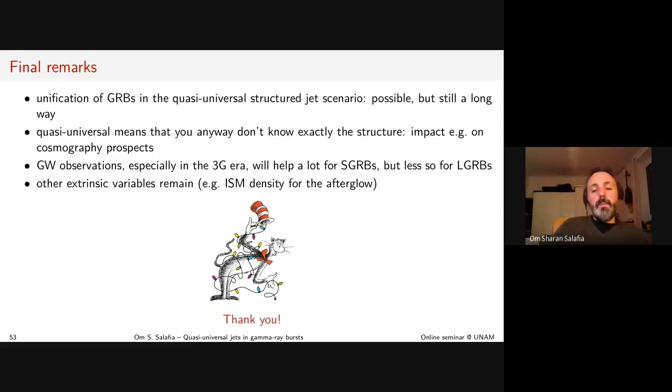But I think it is a very exciting prospect to work on this unification, and I'm very happy that many people are now taking seriously the possibility of a jet structure, because at the time when I started working on this, we were almost the outcasts of the community, and everybody just considered the uniform jet scenario. Now the jet structure is omnipresent and everybody is working on it, and I think this is a good step forward for the community.